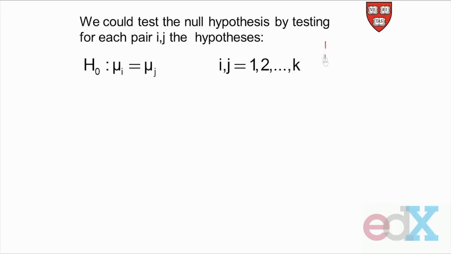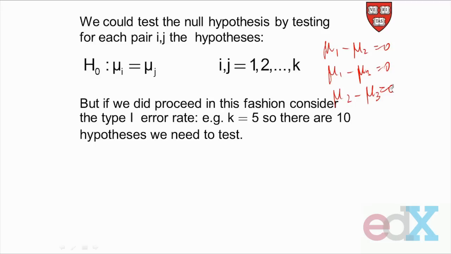So for example, you might say mu1 minus mu2 equals 0, and then do a mu1 minus mu3 equals 0, or a mu2 minus mu3 equals 0, and test all of these hypotheses. Well, yes, you could certainly do that, but think a little bit. What would happen to your error rate if you did that?